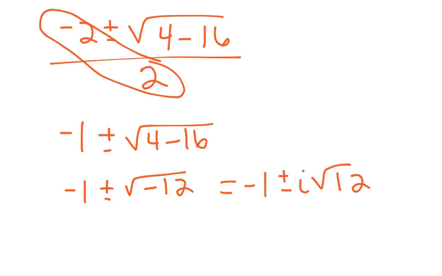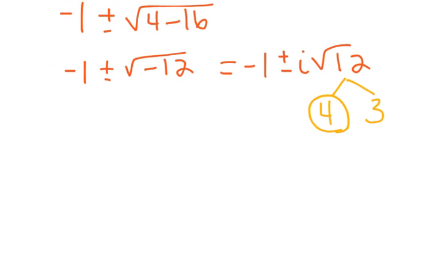We're not quite done yet though. The root 12 can be reduced. We worked on simplifying radicals, and here's where it comes into play. What are your factors? I have a 4 and a 3. Here's my perfect square. It's like saying the square root of 4 times the square root of 3. Well, the square root of 4 is 2. That can be taken out. So our final answer is negative 1 plus or minus 2i root 3.